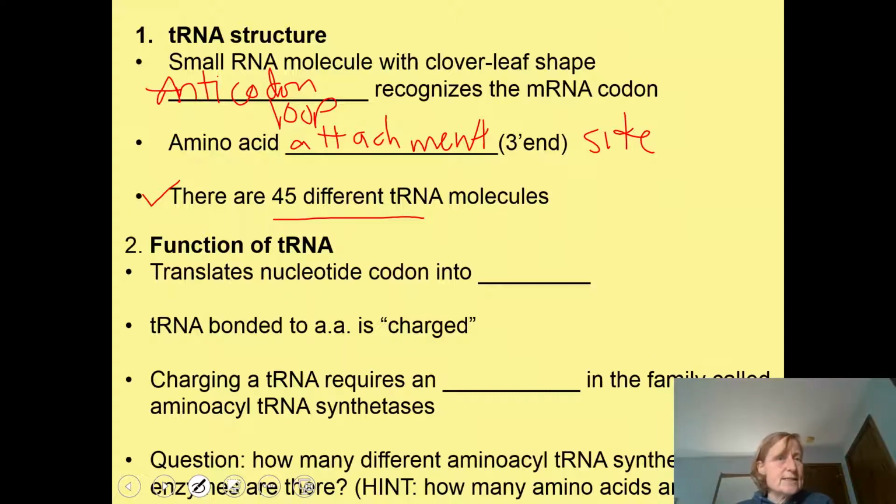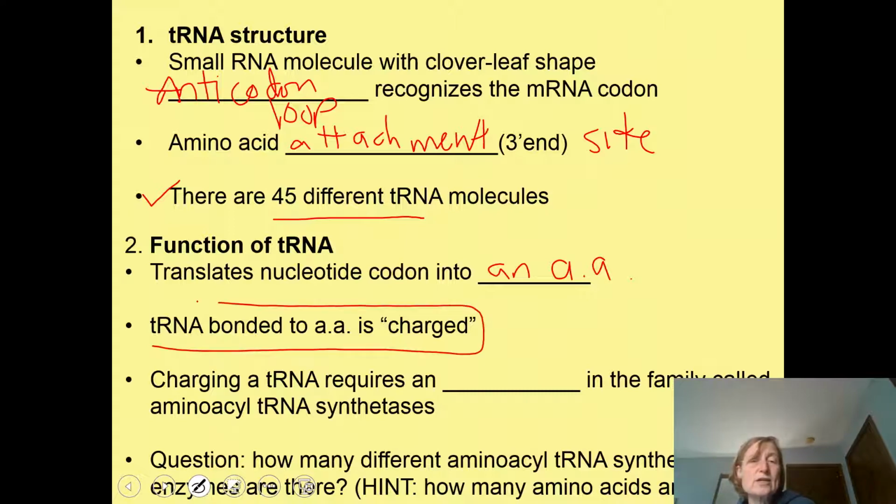What does the tRNA do? It's the adapter molecule. It translates the nucleotide codon into an amino acid. Right? That's its job, to translate the codon into an amino acid. Now, a tRNA that is bonded to an amino acid is called a charged tRNA. And we'll see some pictures of this.